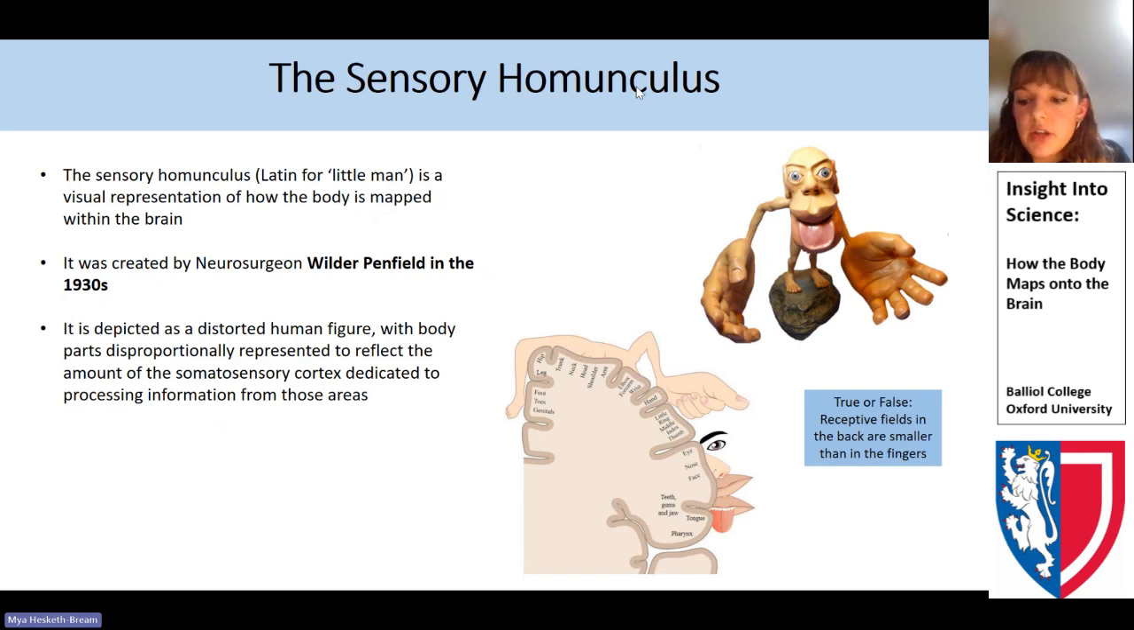Okay, another Vevox now, true or false? Receptor fields in the back are smaller than in the fingers. So we've got 100% false so far.